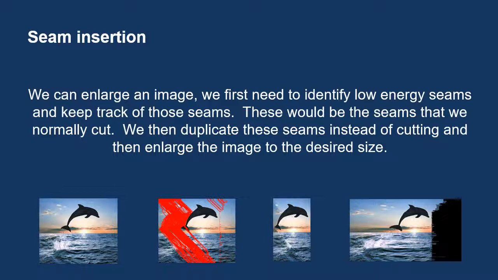So the photo on the left is the original, and the next one with the red is all the seams we would have cut out. And then the next image would be the image if we would have cut those out. And the one on the right, instead of cutting those out, we inserted those seams back in. So if we would have done this correctly, you wouldn't see the black on the right side. You would see more of the water on both sides of the dolphin and preserving that dolphin image.